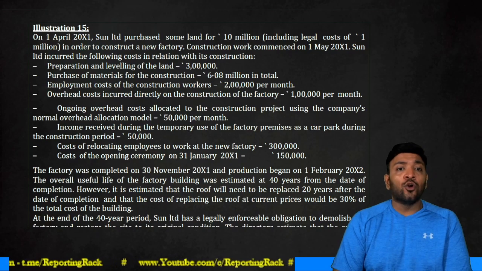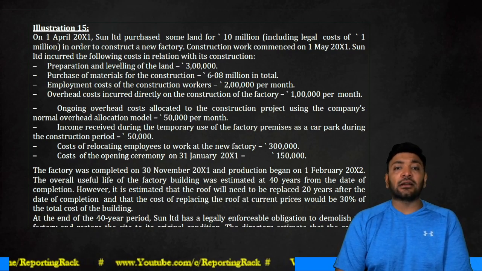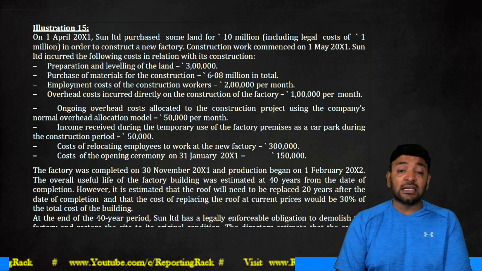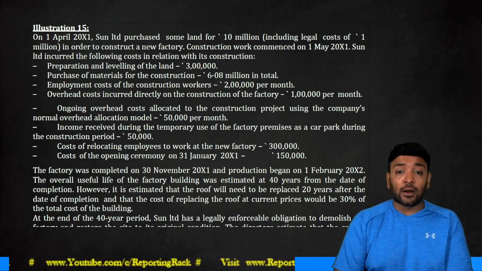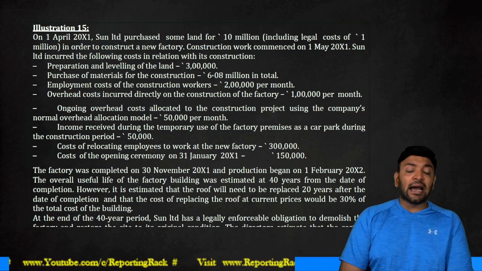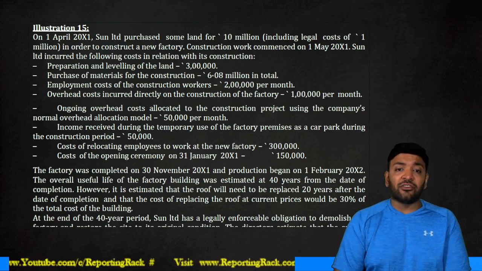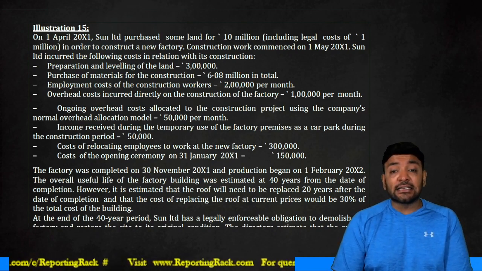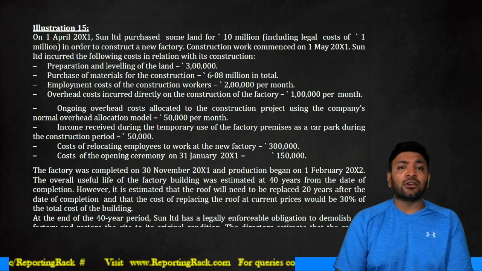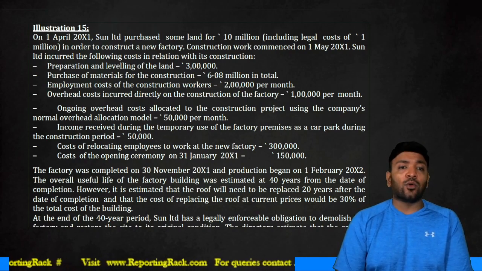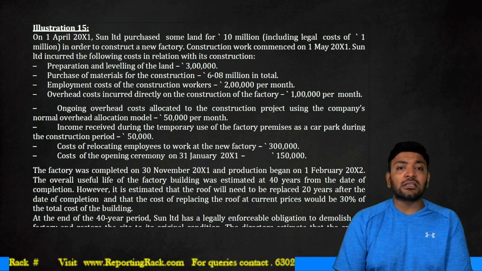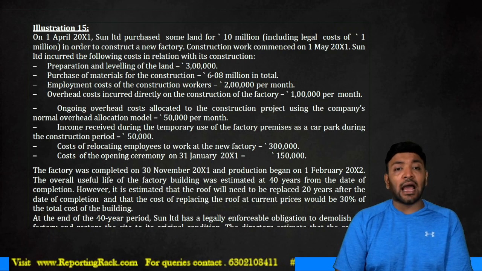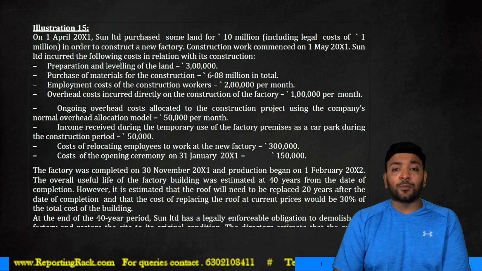Overhead cost incurred directly for the construction of work is 1 lakh per month, which is also supposed to be included. These are overheads. These are not admin overheads. They are directly attributable to the construction of the factory. Something like probably the water supply, the electricity which is supplied there. So these are certain costs which can be considered as direct overheads. Ongoing overhead cost allocated to the construction project using the company's normal overhead allocation model is 50,000 rupees per month.